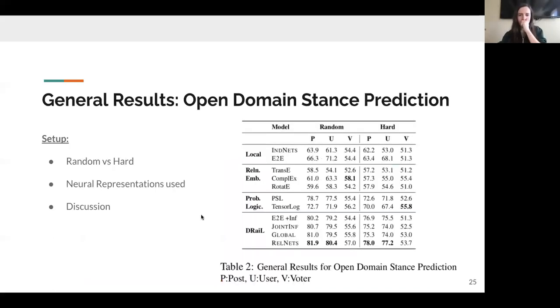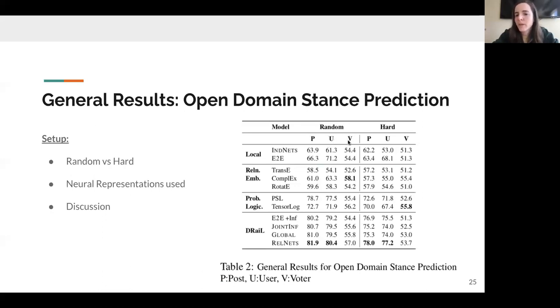So these are the results that I have on domain stance prediction. To parse this, P means post, so how good am I at predicting the stance of a post? U means user, so how good am I at predicting the stance of a user.